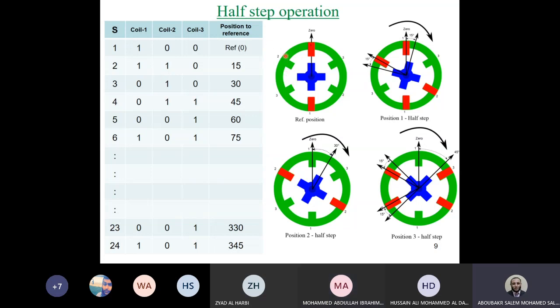Let's start from the beginning. At position number 1, we agreed together that if we energize coil number 1, this will be the position of the rotor. Now, if you apply a signal to coil number 2, while coil number 1 is energized at the same time, this means you have some flux lines moving in that direction, and you will have some flux lines moving from this tooth through this tooth or teeth of the rotor and returning back to coil number 2.